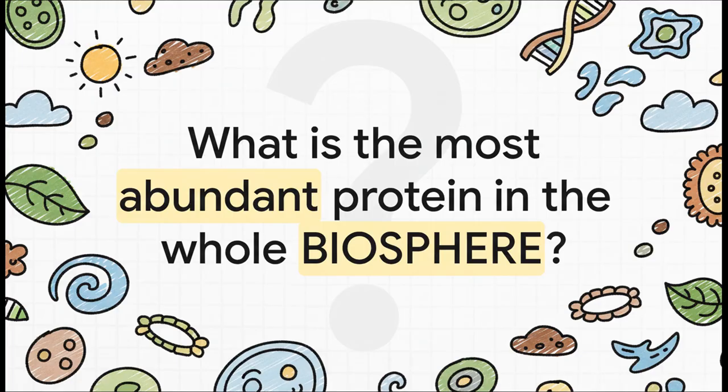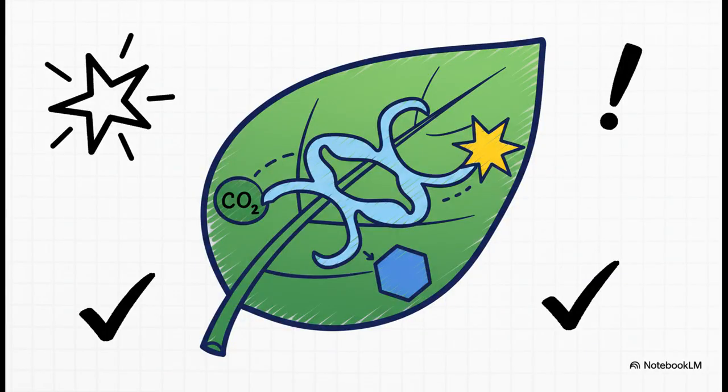Now, I told you earlier that collagen is the most abundant protein in the animal world. But what is the most abundant protein in the entire biosphere, on the whole planet? And the answer is RuBisCO. Yes, it's that super important enzyme in plants that captures carbon dioxide for photosynthesis.